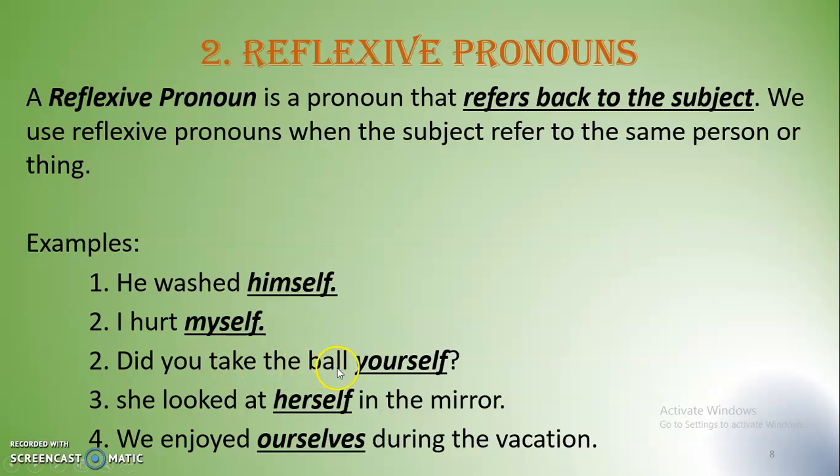Did you take the ball yourself? She looked at herself in the mirror. We enjoyed ourselves during the vacation. Himself, myself, yourself, herself, ourselves. These are words ending with self. So these are all simple ways to remember reflexive pronouns.